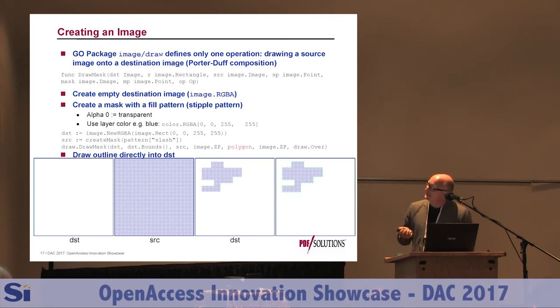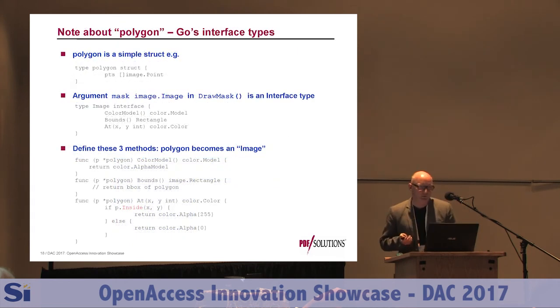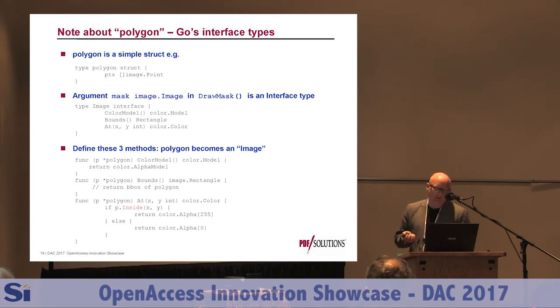I just want to point out one little neat detail about Go, if you know this. If you look at the definition of the draw mask function, it expects an image as the mask. But here we actually give it a polygon. So what is this? This is something called a Go interface type, and that's a really interesting concept. You might know it from other languages.